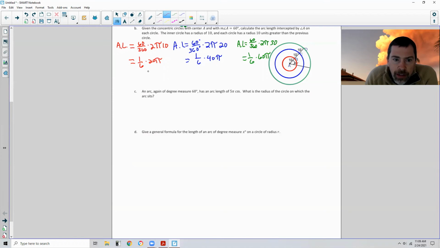Now, when I simplify these, I get 20/6, which is 10/3 pi. This one will be 40/6, which is 20/3 pi. And finally, 60/6 is simply 10 pi.